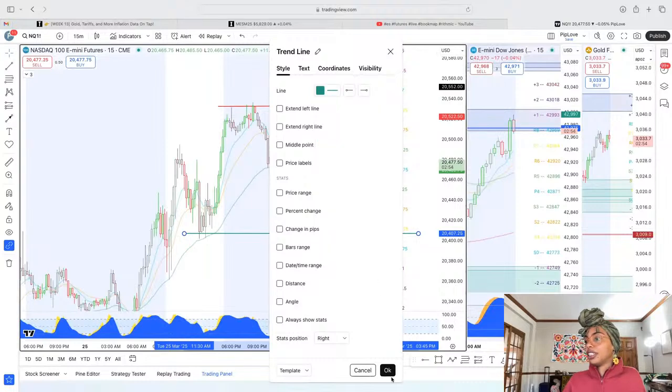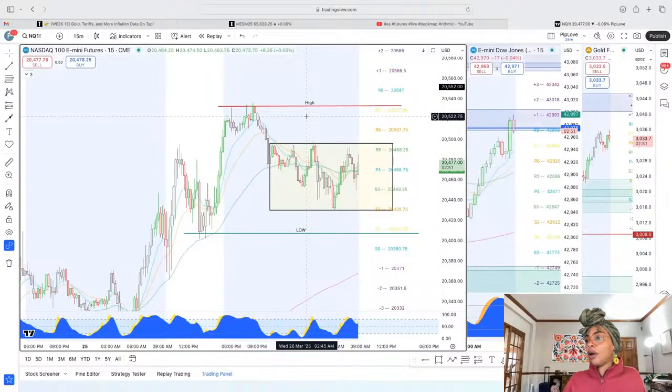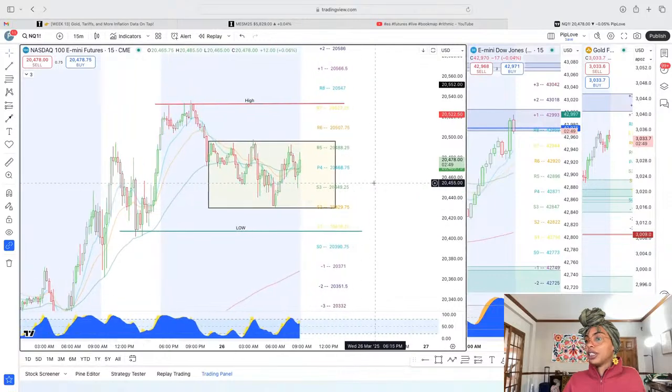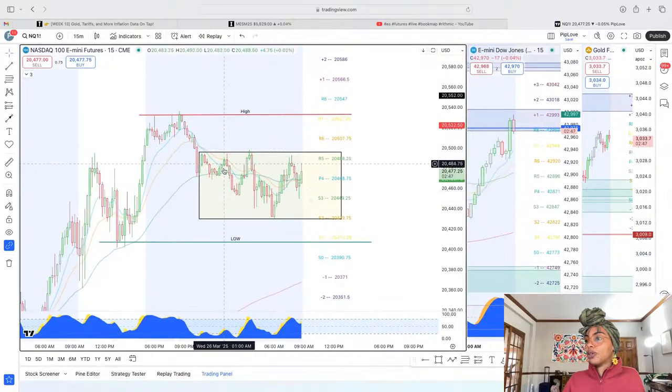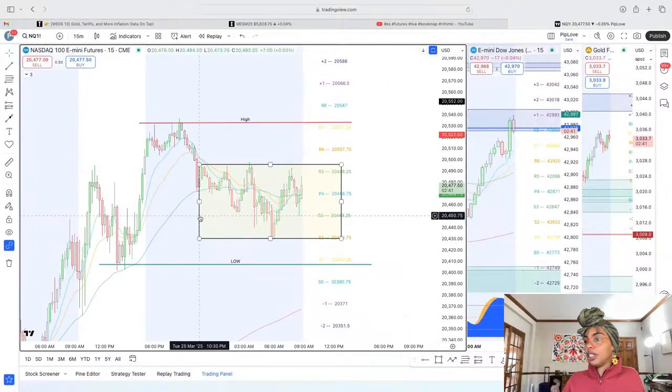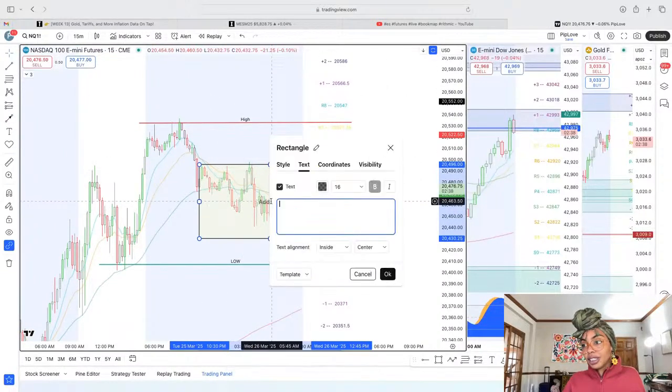Sometimes we are sucked into the 5-minute, 3-minute time frame scalping, and we don't even realize what is going on. So right now, NAS is in consolidation mode, ranging mode, whatever you want to call it.